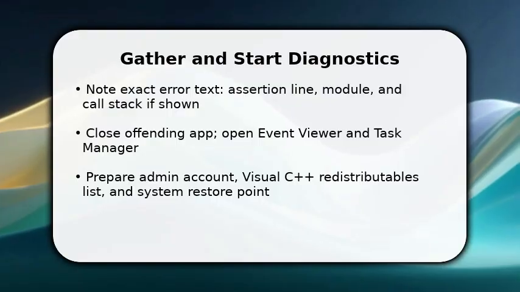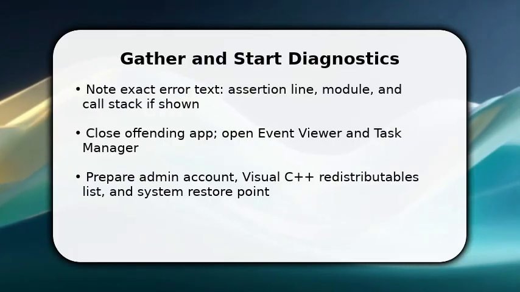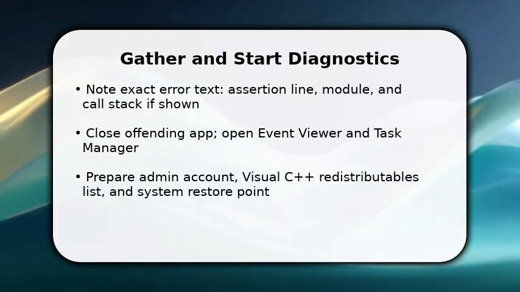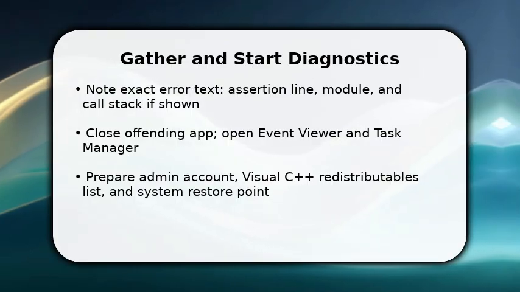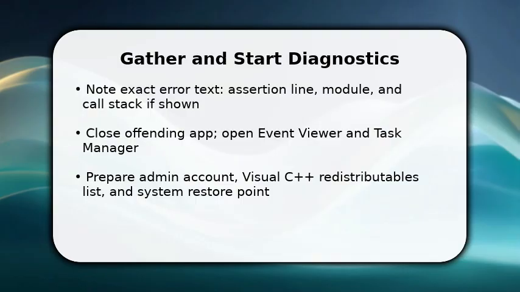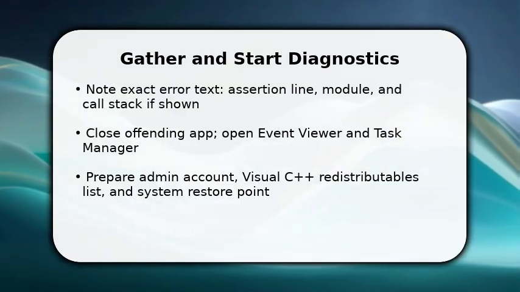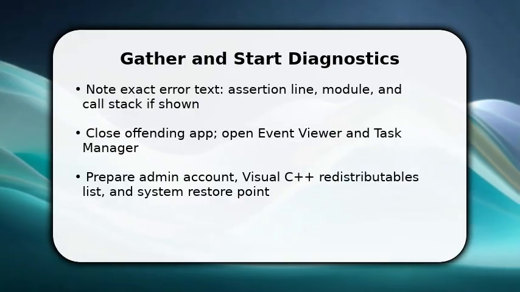You begin by capturing the exact assertion message and where it occurs. This is crucial because the line and module narrow the root cause. Once done, close the crashing program and open Task Manager to confirm no orphan processes remain, then check Event Viewer for related errors to build context.